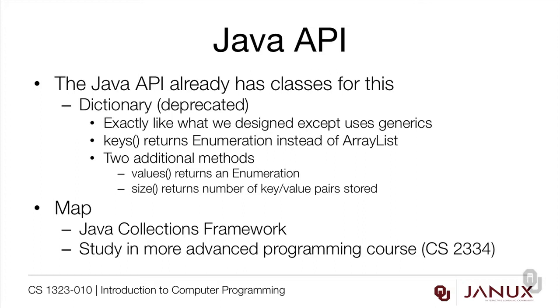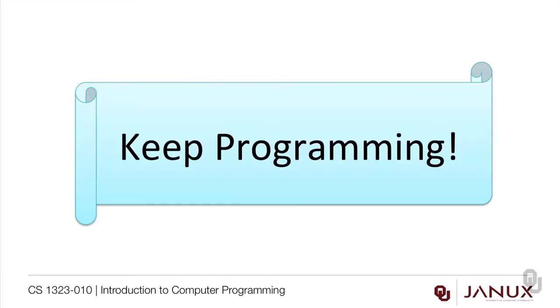It turns out the class in the API that replaced Dictionary is something called Map. Map is an amazingly wonderful, cool class that's used all over the place. It's part of the Java Collections framework, just like ArrayList is, but it's a little more complicated class. You're going to study that in more advanced programming courses, for example, the CS 2334 class at the University of Oklahoma. So keep programming.